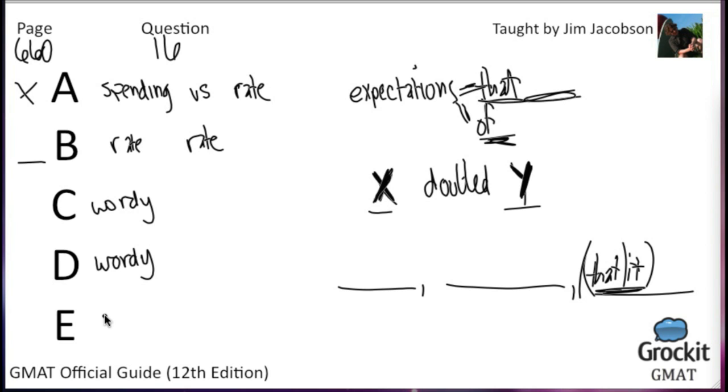Where was I? Choice E: expectations of personal spending in the July to September quarter that it would more than double that of.